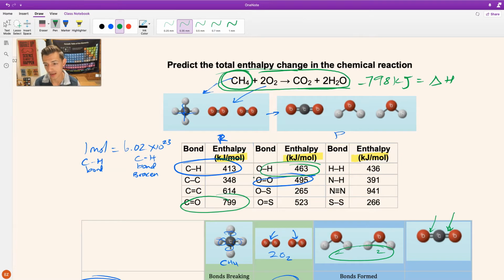As a result, I actually release more energy than the energy I had to put in to break the bonds. So that's how to predict the total enthalpy change in a chemical reaction using these bond tables, using the chemical bond enthalpy values for each bond.